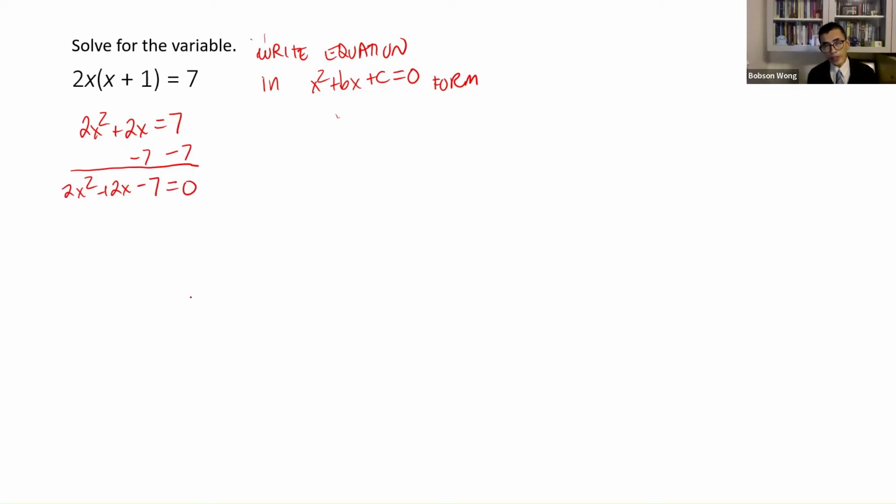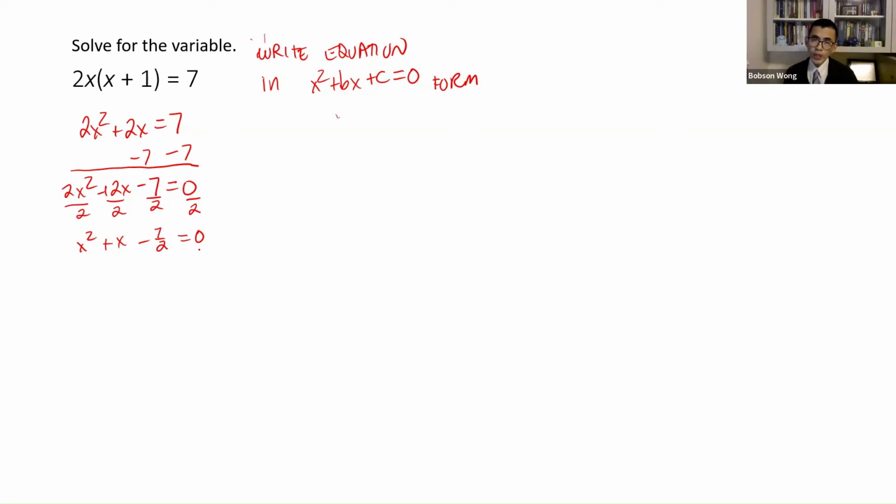Now, this is standard form, but to use the mean product method, we need to get the leading coefficient to be 1. So we're going to divide everything by 2. And so what we'll get here is x squared plus x minus 7 over 2 equals 0. Now, you'll notice that we have a fraction in this equation. That's okay. Even if we get fractions using this method, I recommend that you use a calculator to help you calculate anything that we do here that involves fractions.